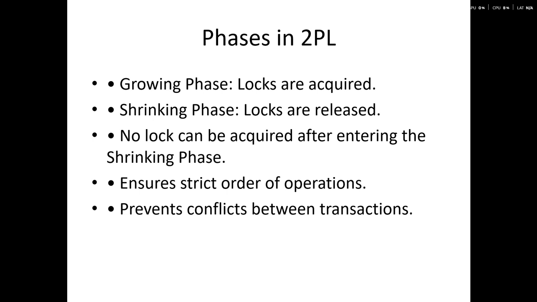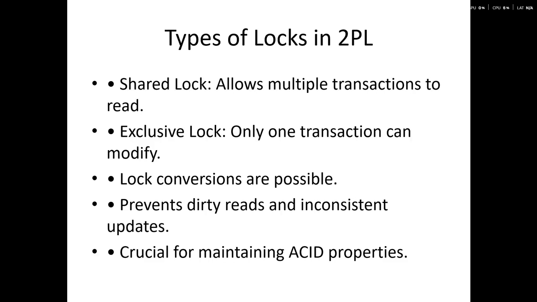Phases in 2PL. Growing phase: locks are acquired. Shrinking phase: locks are released. No lock can be acquired after entering the shrinking phase. It ensures a strict order of operations and prevents conflicts between transactions.